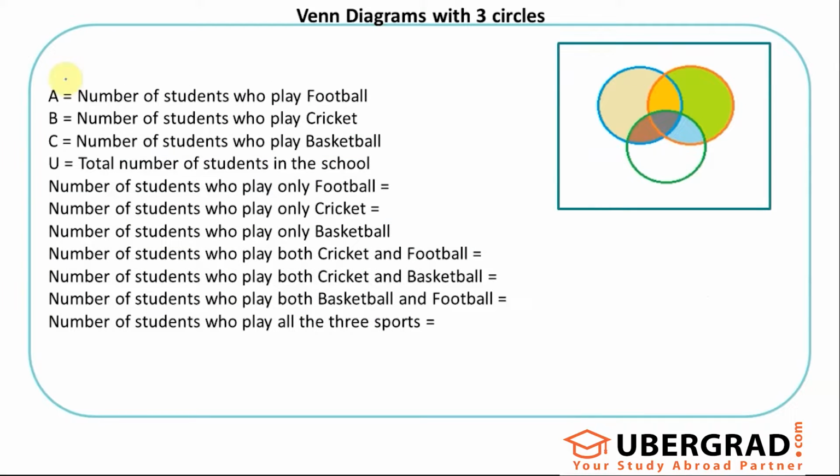Now let's go to a slightly complicated situation where we have 3 circles. That is, I have added one more game, basketball. So let's start off with the same. Let's assume the total number of students in the school is n. The number of students who play football, who play cricket, who play basketball.